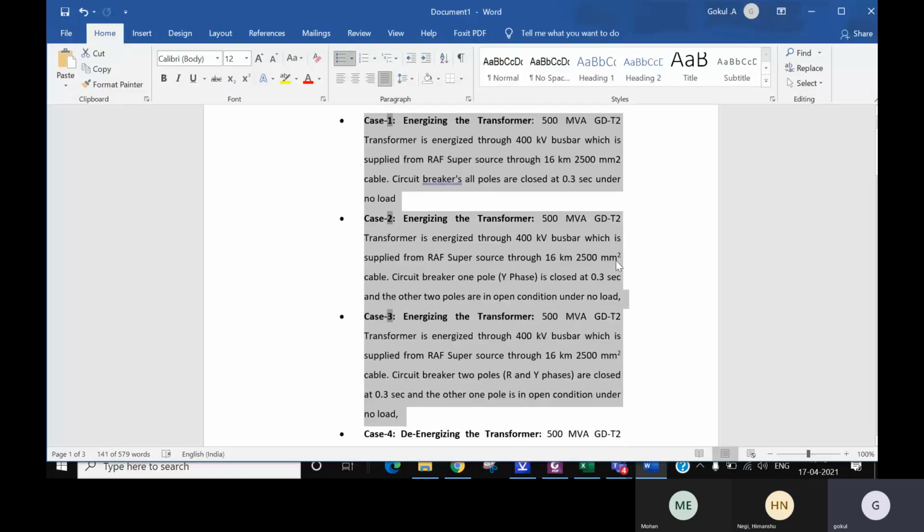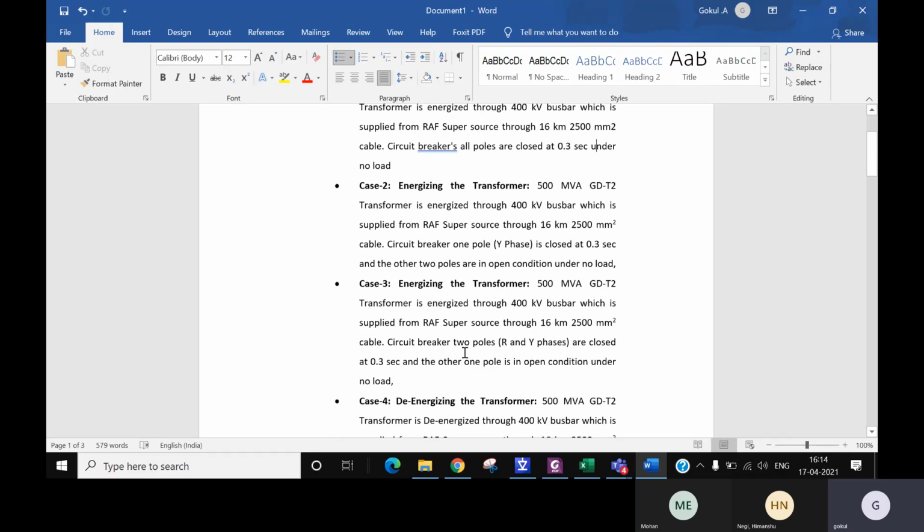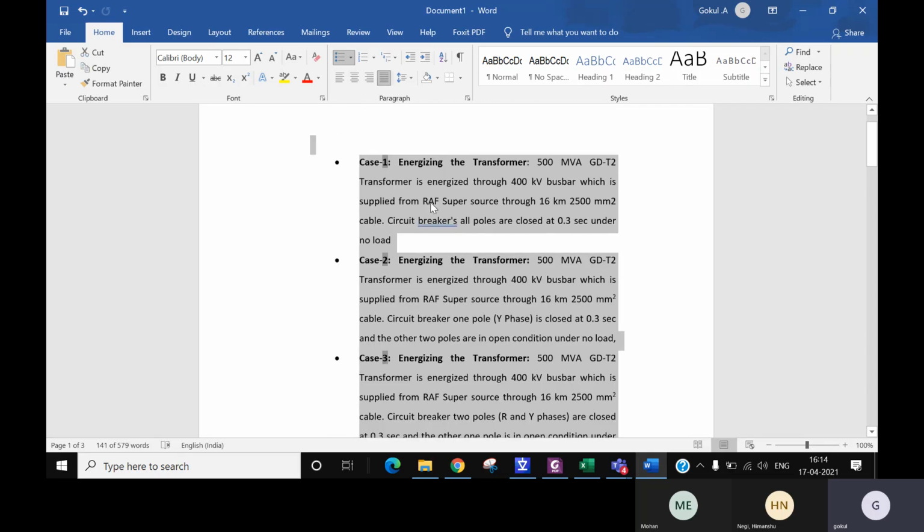One is all the three poles are closed at 0.3 seconds. The second one is one pole is closed at 0.3 seconds and the other two poles are in open condition. Like they are trying to energize a transformer, but due to some reasons only one pole is closed and the remaining two poles are open. And the third case is two poles are closed, but only one pole is not closed, it's in open condition. This is for energizing the transformer.